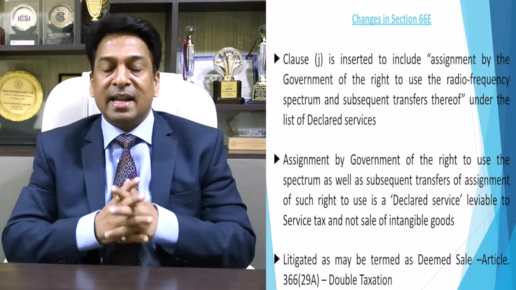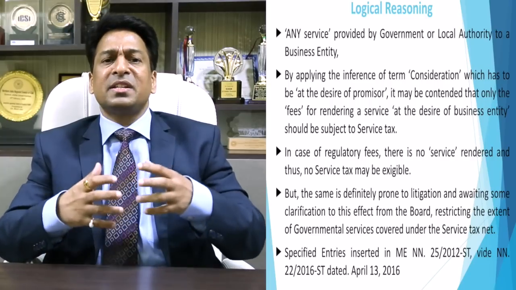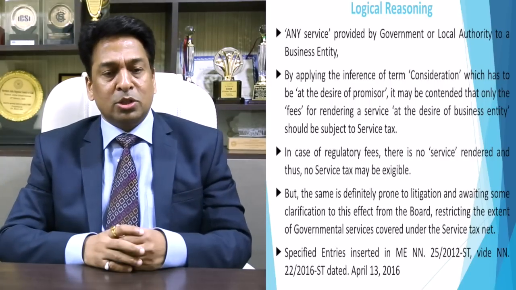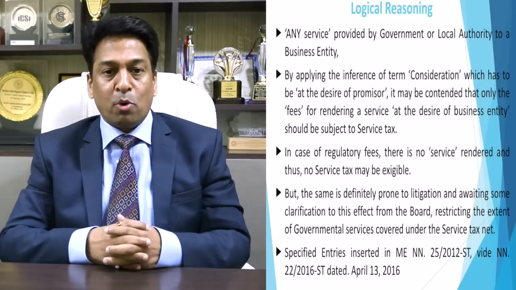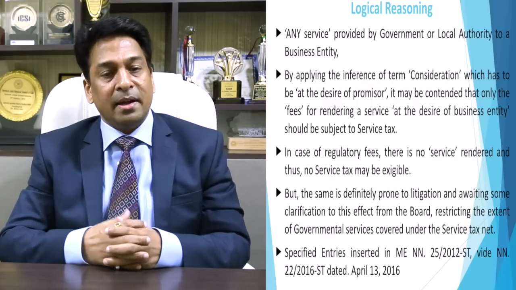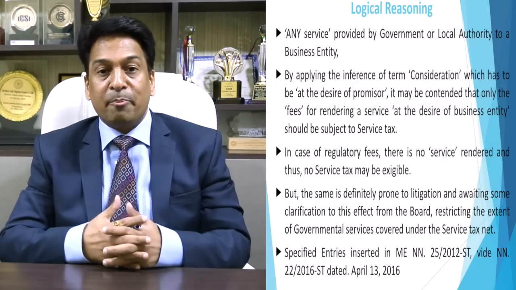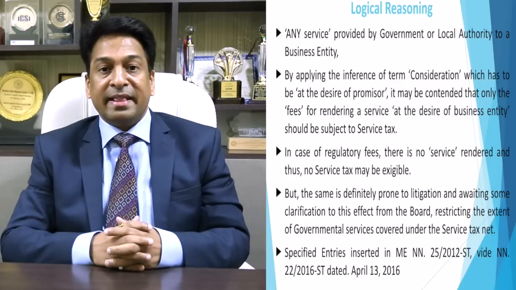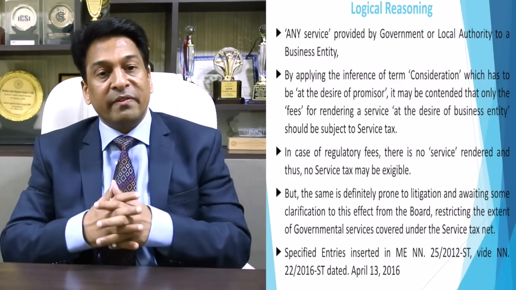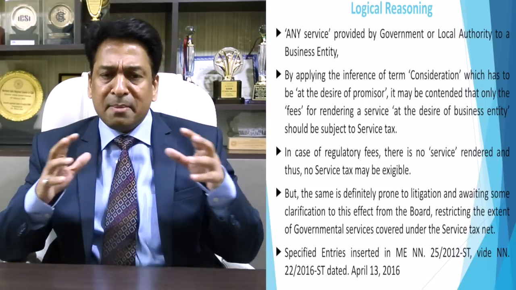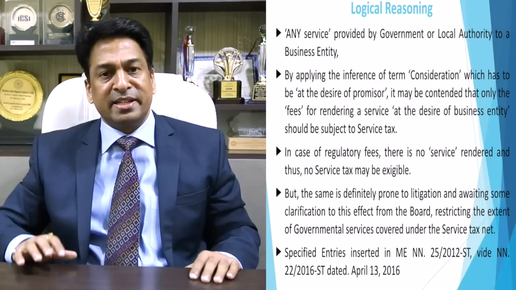Having said that, now let's move on to what is covered in any service. Any service is too wide a definition. The government provides a number of services which include passport, birth certificate, death certificate, visa, ROC fees paid for filing forms, and then we have PF, ESI inspection charges, motor vehicle registration charges, and a number of services provided by government or local authority to a business entity.